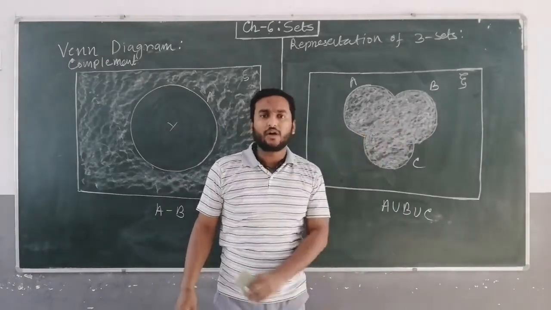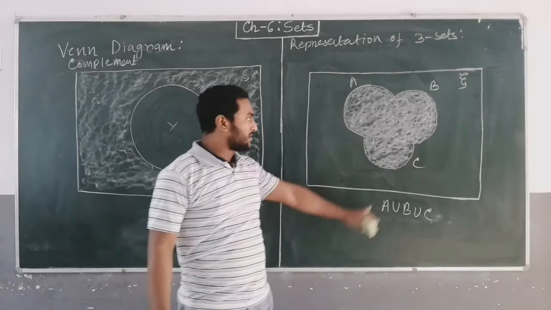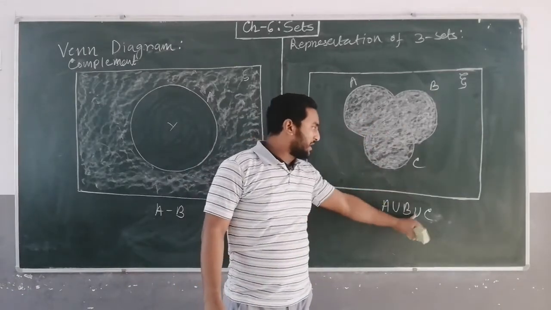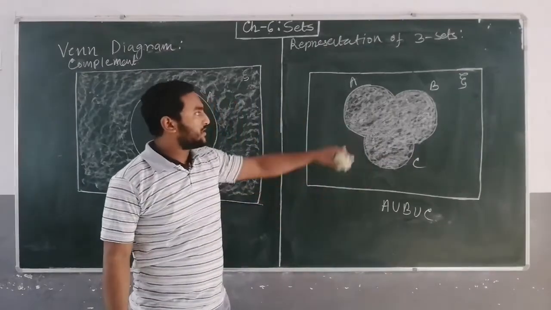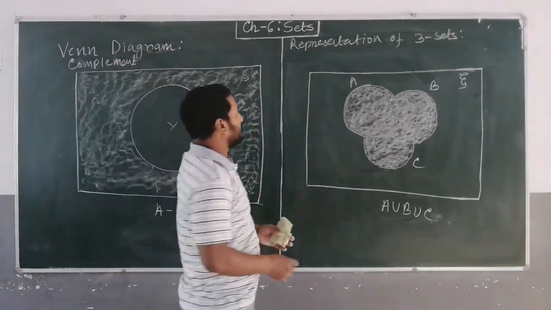This is the representation of A union B union C through Venn diagram, because in this union you have to consider all the area that is bounded by all these three sets. So this is union.